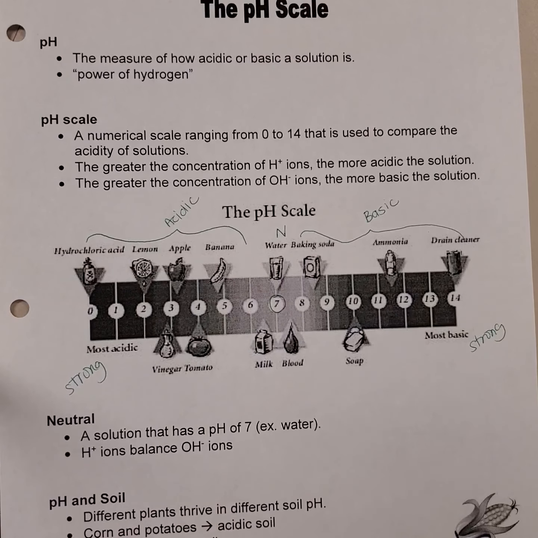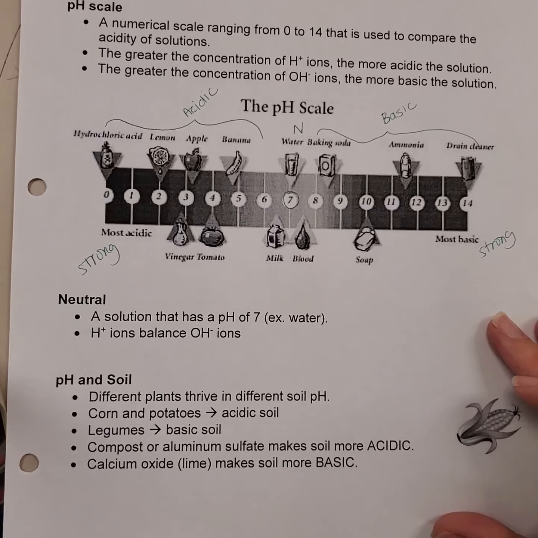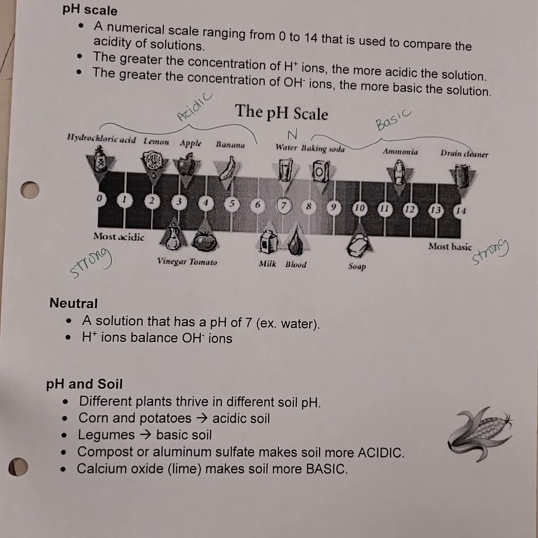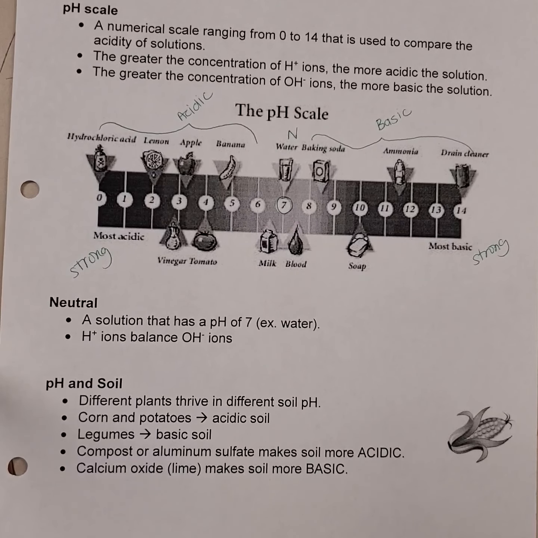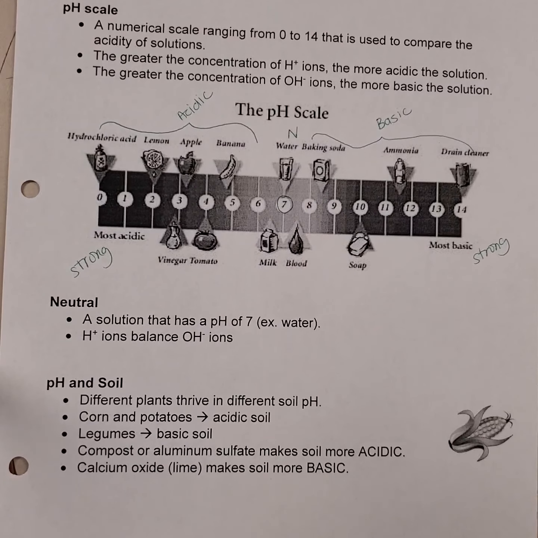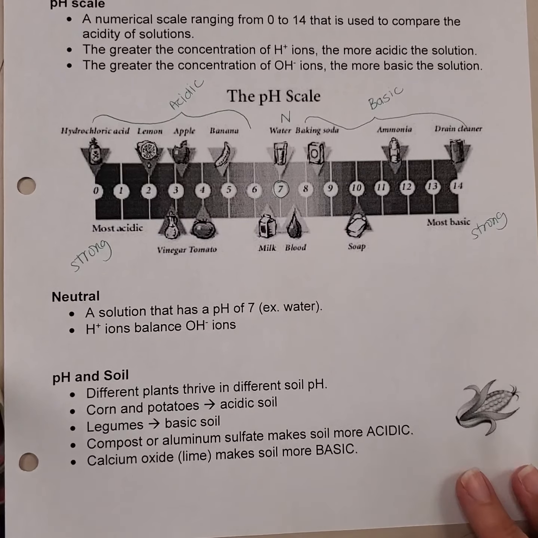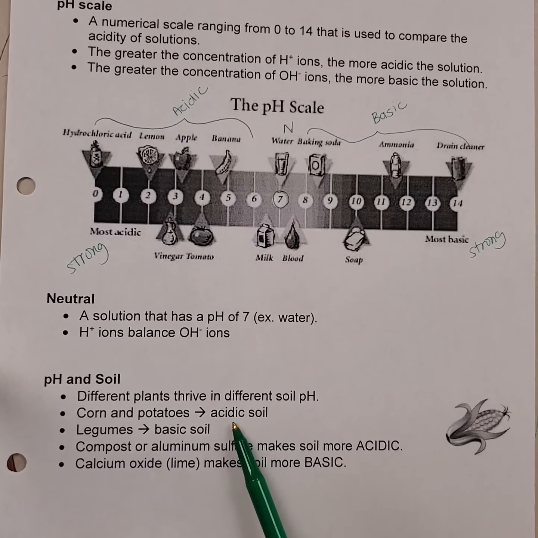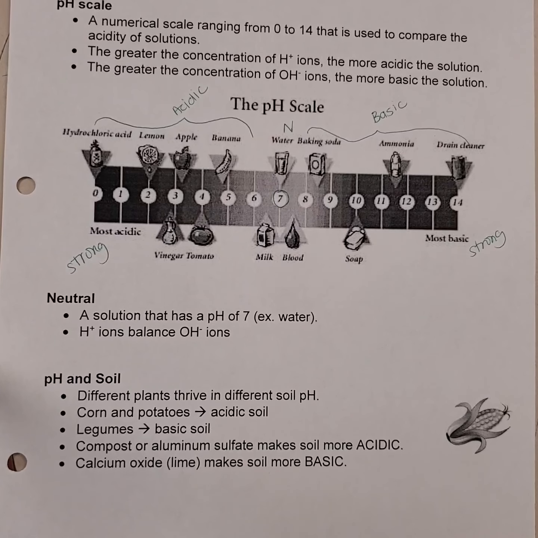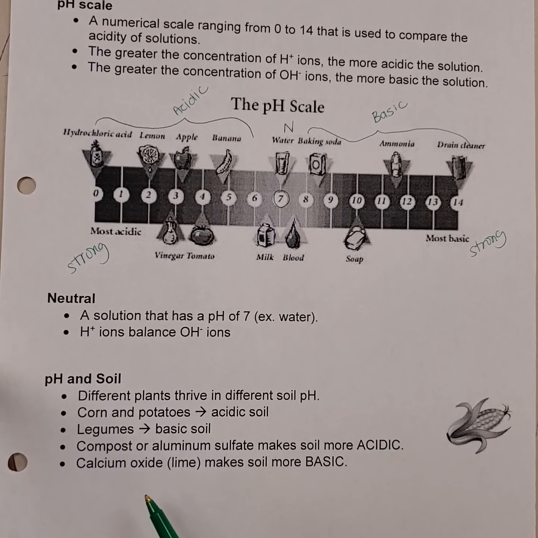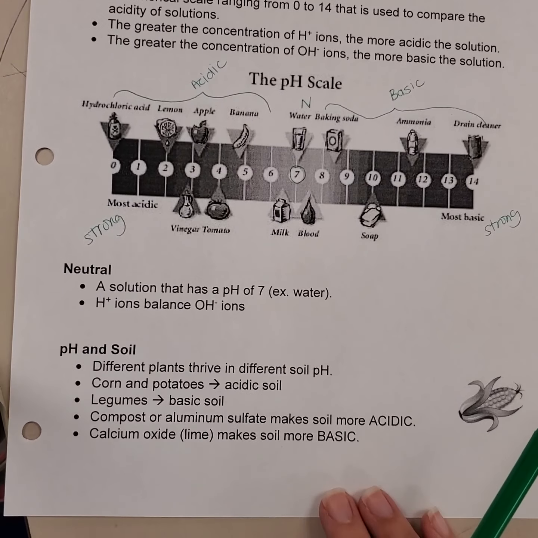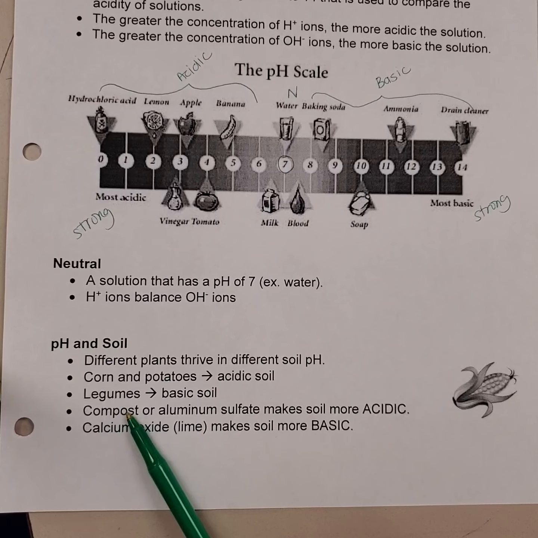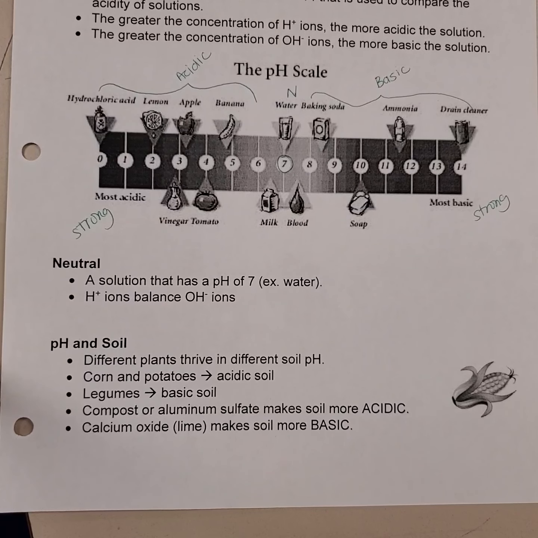Now, pH can be used for growing plants, so pH in soil. Farmers can manipulate the pH of their soil to better suit the crop that they are growing. For example, if corn and potatoes are being grown on a farm, then a more acidic soil would be more beneficial. If a farmer is concentrating on legumes, things like beans and peas, those are examples of plants that grow better in a more basic soil.